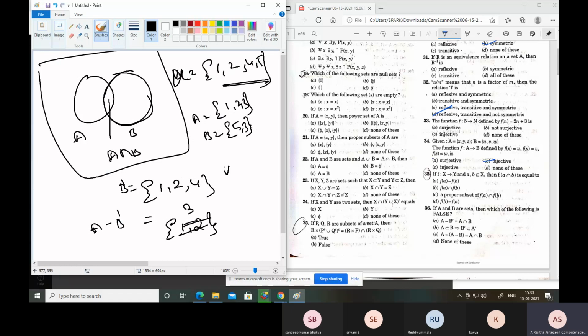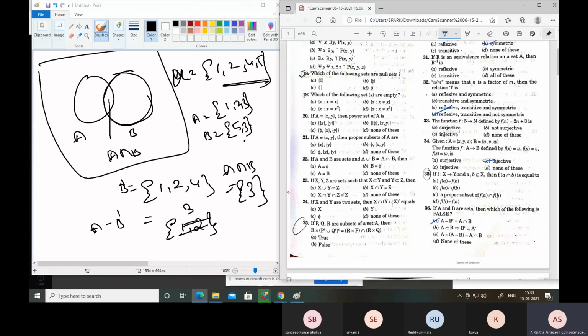So here, what does A intersection B become? Here A intersection B equal to 3. That is right. And A subset of B. Suppose here A is subset of B, nothing but suppose here only A contains 3 only.